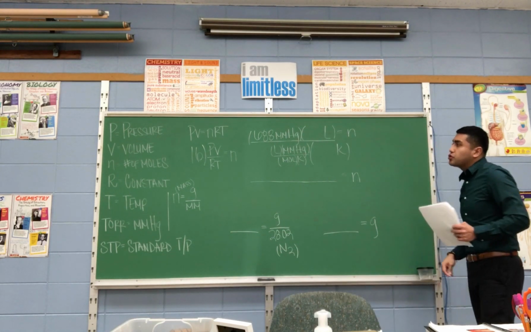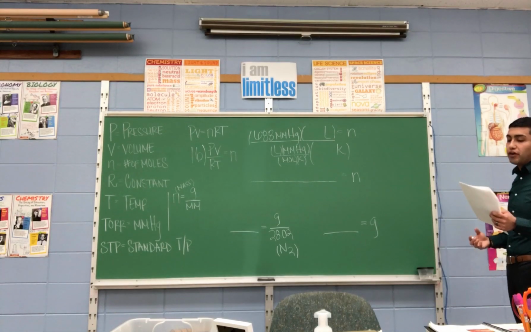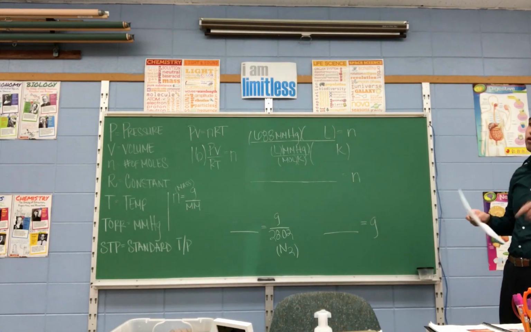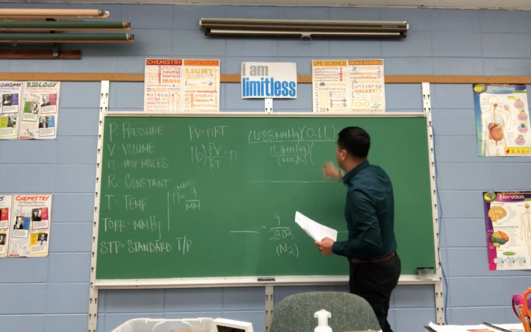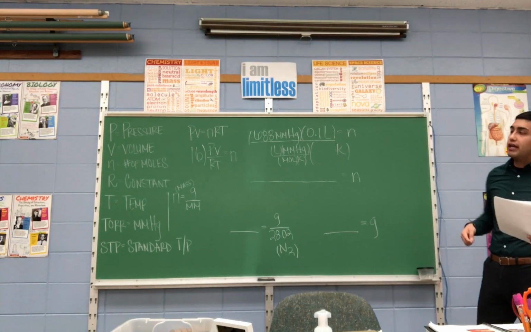Then you got liters, which is your unit of volume. We've already converted it. It says 100 milliliters. You move it over to the left 3 times. So that actually gives you 0.1 liters if you've converted it to liters.